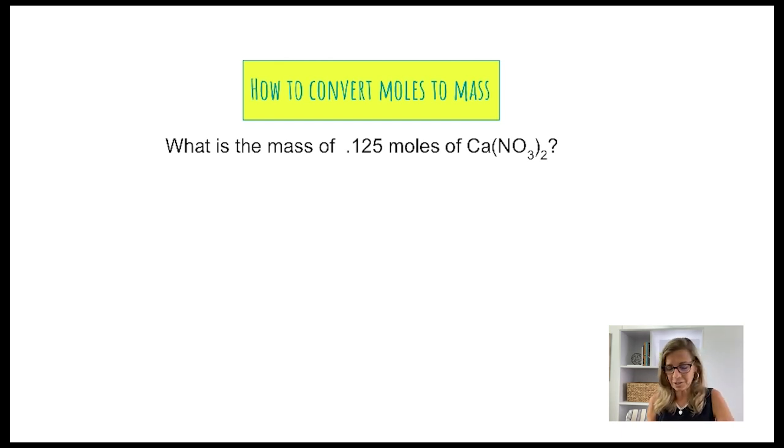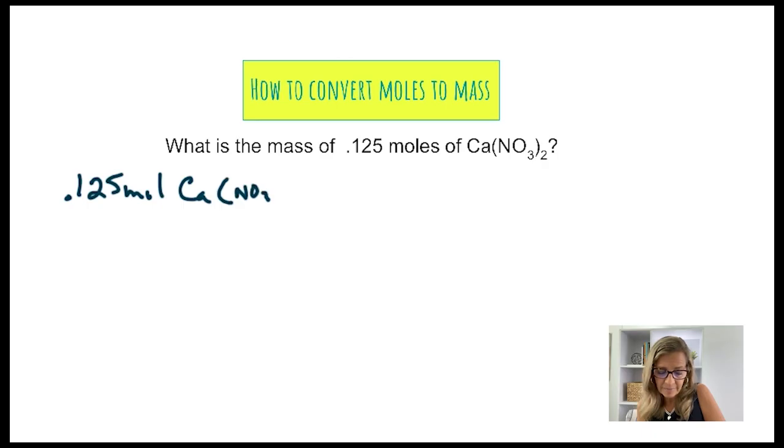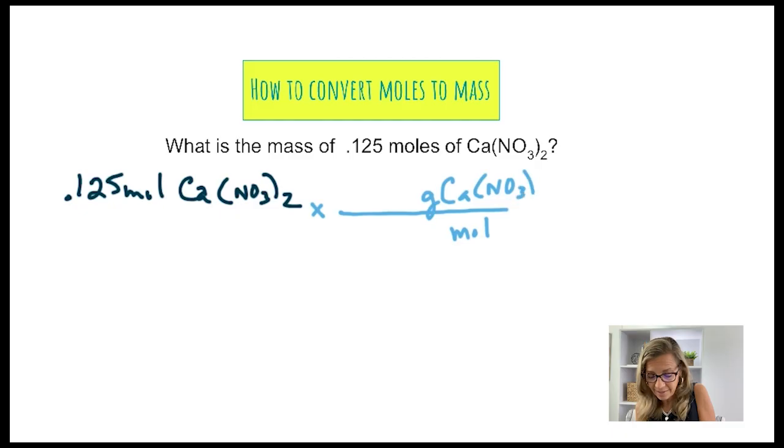So let's do our conversion here. So we want to find the mass of 0.125 moles of calcium nitrate. Okay, because if you want a certain quantity, you can't really count these things out, but you can go to a balance and weigh it out. So let's convert it to grams. All right, so we're going to multiply by some factor. And I'm going to draw a line here, right? I want to get rid of moles, and I want to go to grams of calcium nitrate.